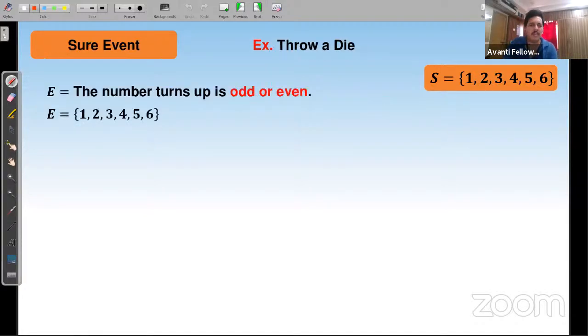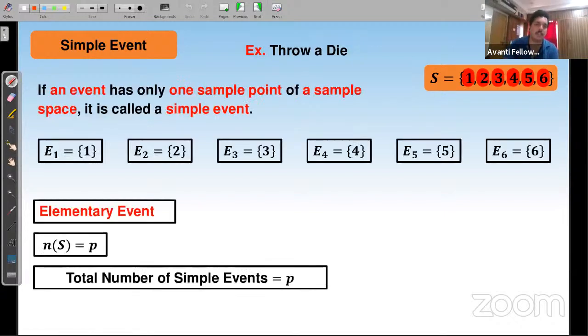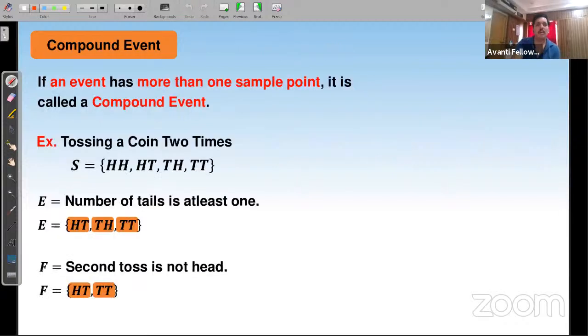I don't want to waste much time. And what is a sure event? For damn sure you will get it. If I throw a die and ask whether I need odd or even, obviously all numbers will be odd or even; there is no other number in 1 to 6. So this is a sure event. What is a simple event? If an event has only one sample point, meaning the favorable outcome is only one outcome, like event one, a set of only one element, either one, two, or three, it is a simple event. Small things, guys. A compound event means more than one sample point.